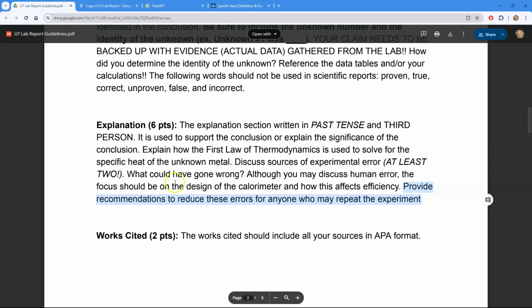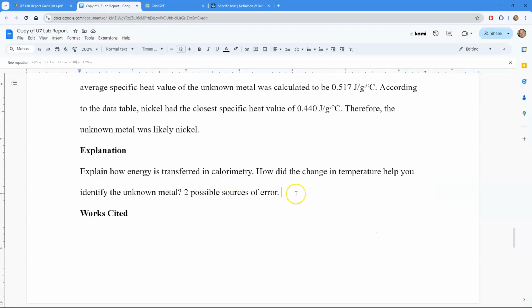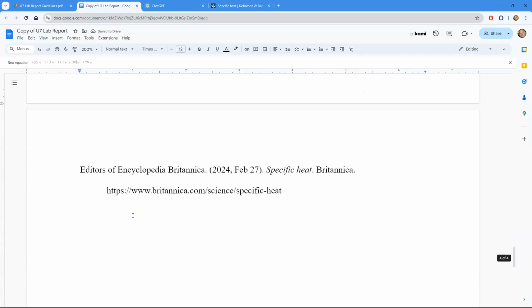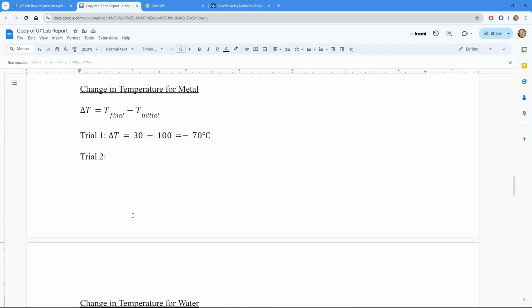Those are the types of questions that you need to answer in the explanation. And you should be specific. And that's it. That's the full lab report.